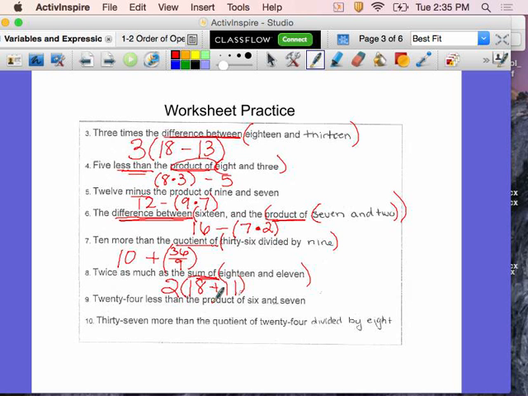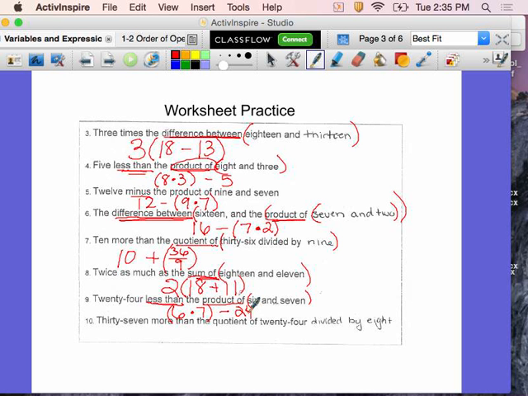24 less than the product of 6 and 7. Again, I see less than, that makes my brain go, okay, I need to reverse the order. So first I need to do the product of 6 and 7. So 6 times 7, take away 24.